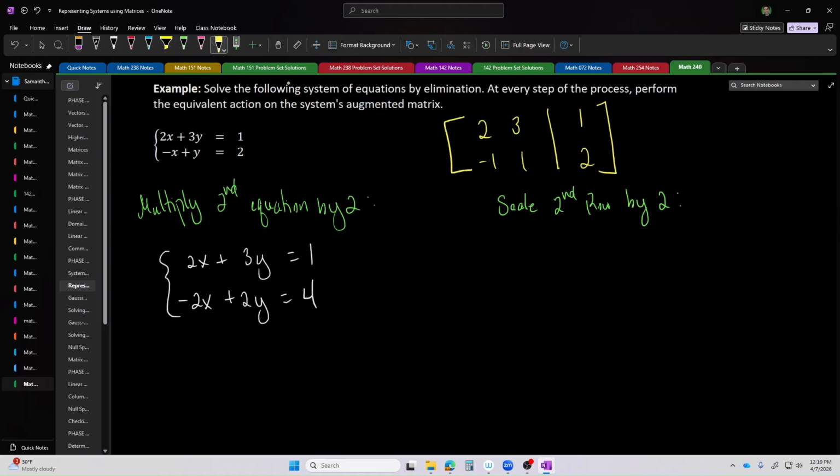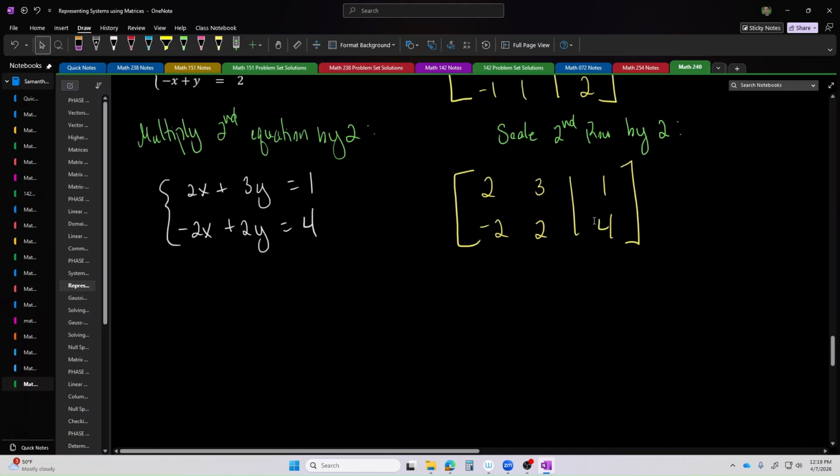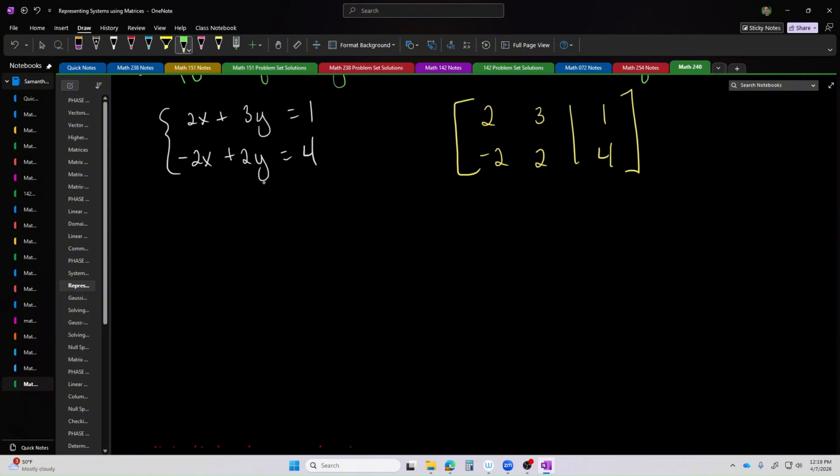So that would turn my augmented matrix into 2, 3, bar 1, minus 2, 2, bar 4. So that would be the augmented matrix at this stage in the solving process. Now, solving this system of equations, the next thing that I would do is add these two equations together, with the hope of eliminating x from this system. So I would add equation 1 to equation 2.